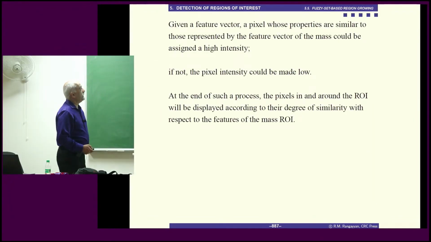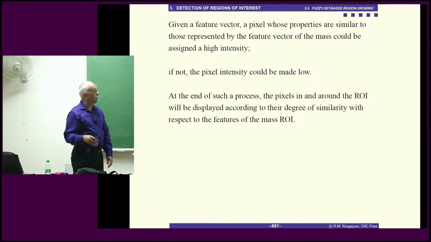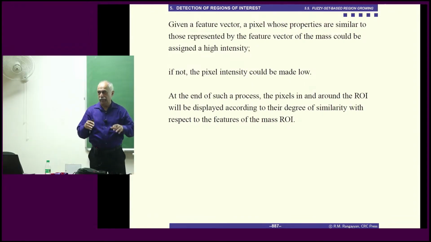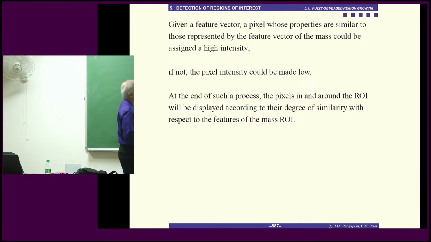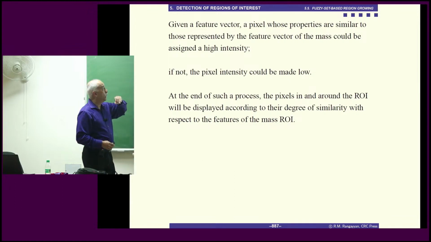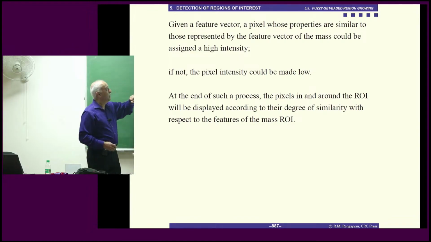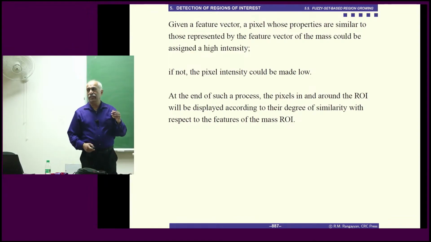So given a feature vector, a pixel whose properties are similar to those represented by the feature vector of the mass could be assigned a high intensity. If not, the pixel intensity could be made low. Intensity now in the output is membership. At the end of this process, the pixels in and around the region of interest, the tumor, will be displayed according to their degree of similarity with respect to the features of the mass region of interest.